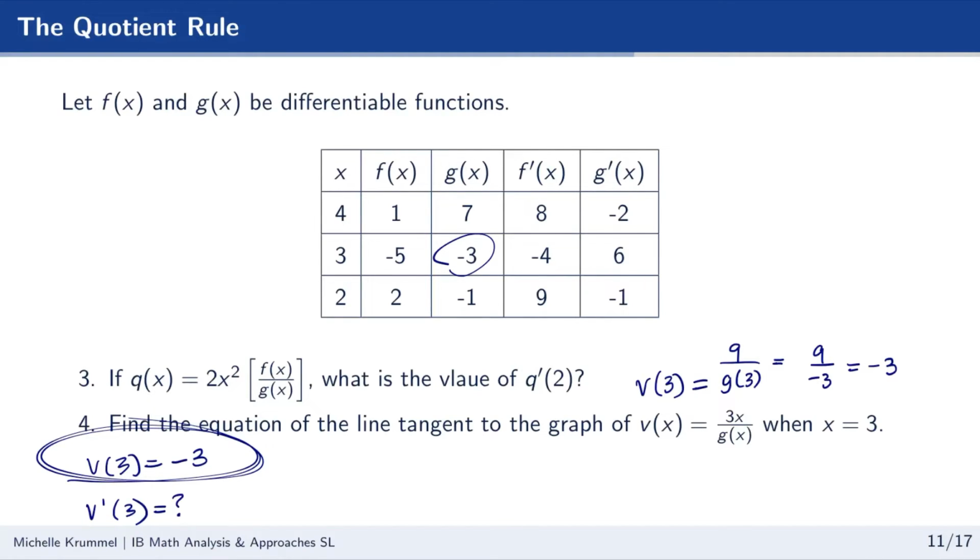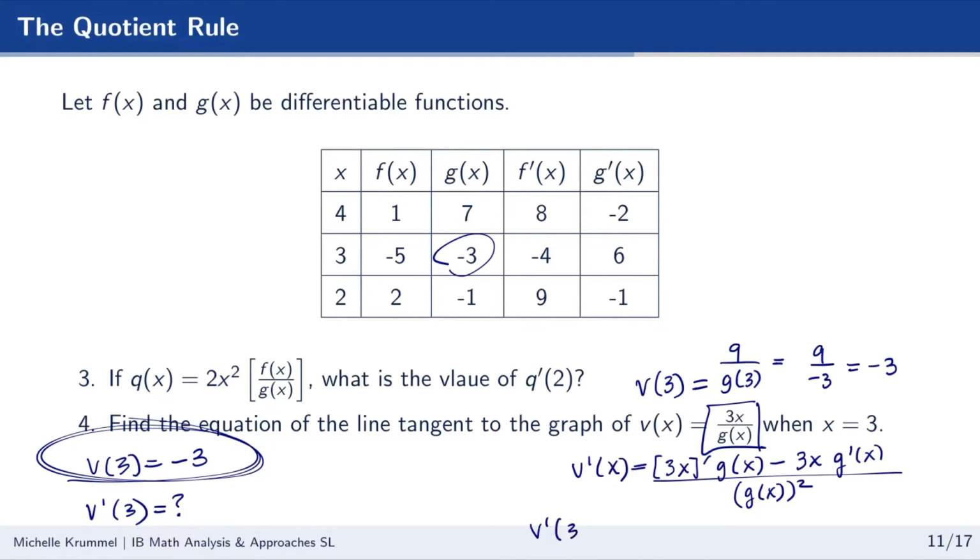The next thing is V prime of 3. So for V prime, we're going to need V prime of x first, and we're going to use the quotient rule on 3x over g. So it's the derivative of the top times the bottom minus the top times derivative of the bottom over bottom squared. Derivative of 3x is 3. So it's 3 times g of x minus 3x g prime of x over g of x squared.